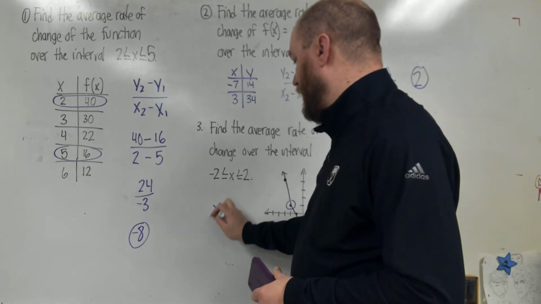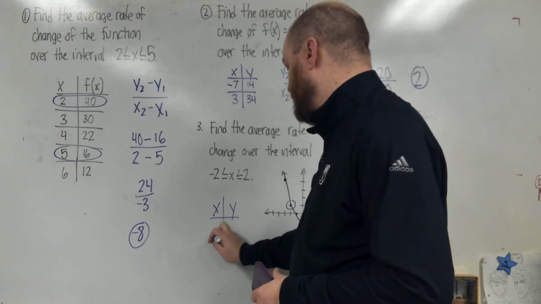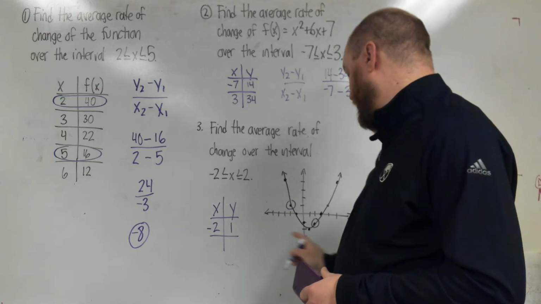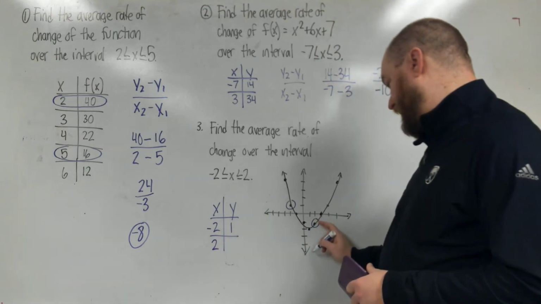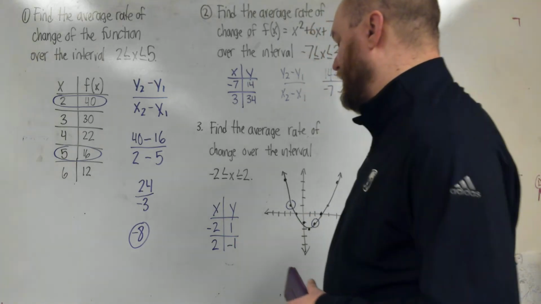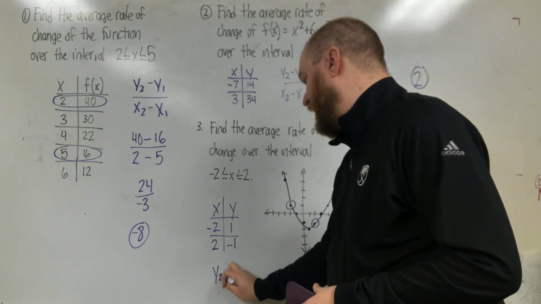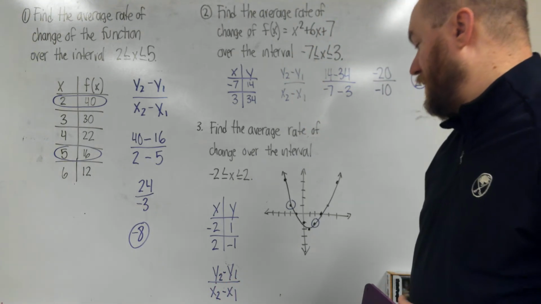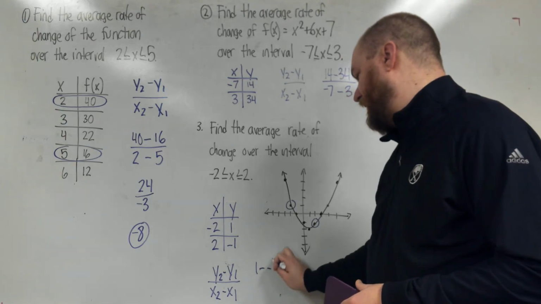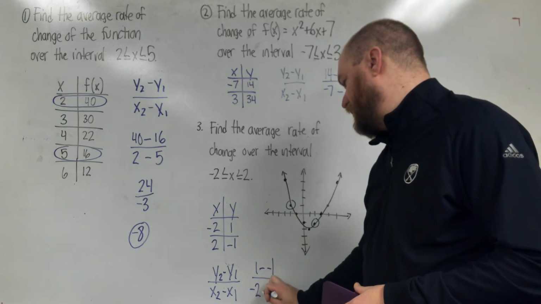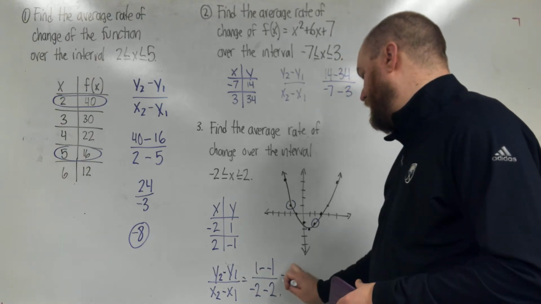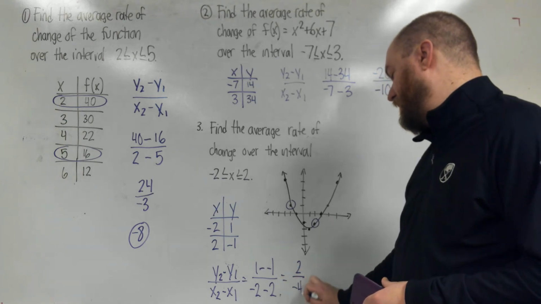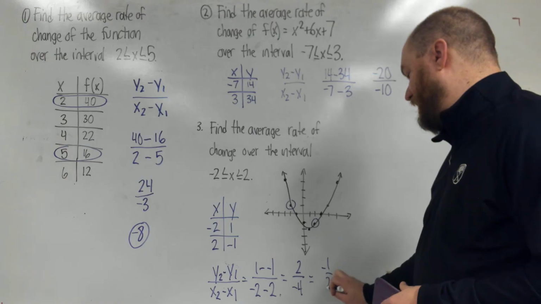I'll make a table now that I know what the values are. So x is negative 2 and y is 1. X is positive 2 and y is negative 1. Let's do our formula, y2 minus y1 over x2 minus x1. So 1 minus negative 1 over negative 2 minus 2. That's going to be, the numerator is 2, and our denominator is negative 4. So our rate of change here is going to be negative 1/2.